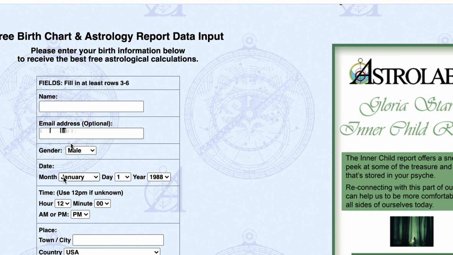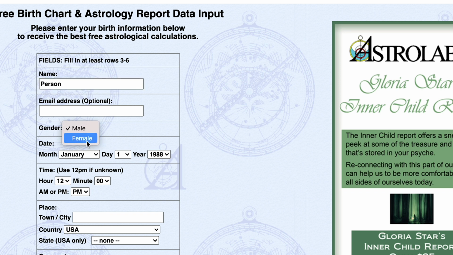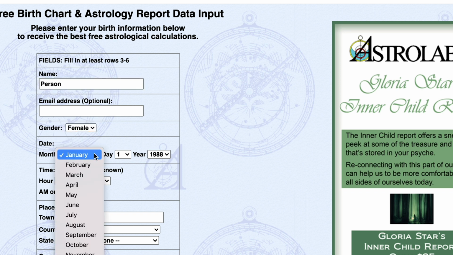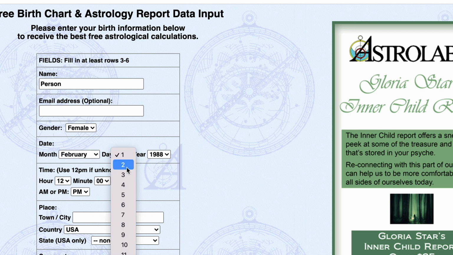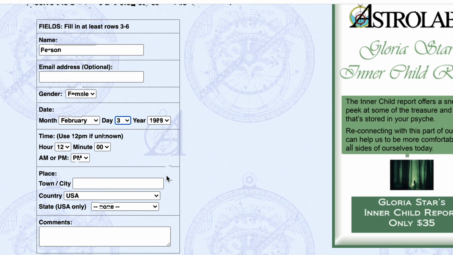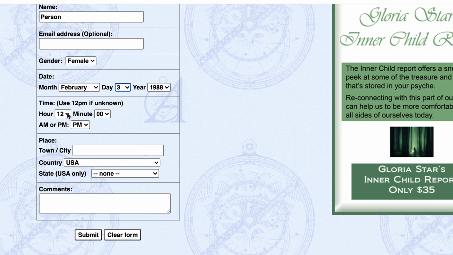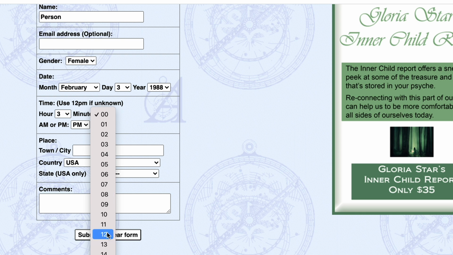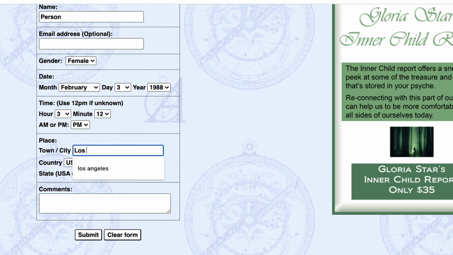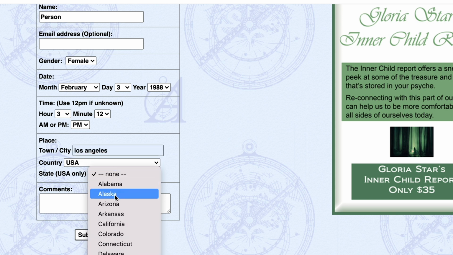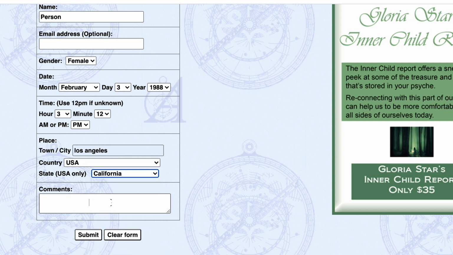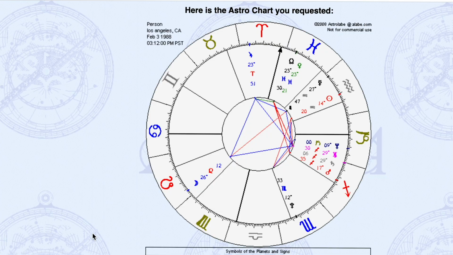All right, so here we go. We have to fill this form here. That person is a female. She was born on, let's say, February 3rd. Yeah, let's leave it at 1988, doesn't matter. Now, time. What time was she born, our person? So let's say she was born at 3:12 p.m. in Los Angeles, in the US, and the state is California. We don't have any comments here. Let's hit submit.